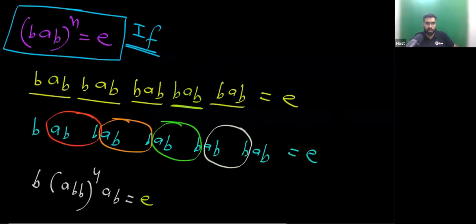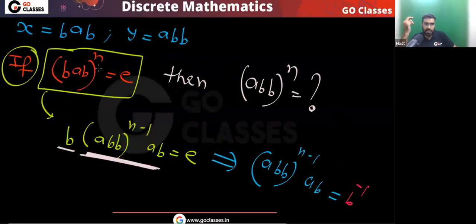So for that, it is already given that (BAB)^n is E. I'm opening it: BAB, BAB, BAB, BAB. If I open it 5 times, I will get ABB 4 times in between. Similarly, if I open it n times, this BAB, then I will get ABB n minus 1 times.